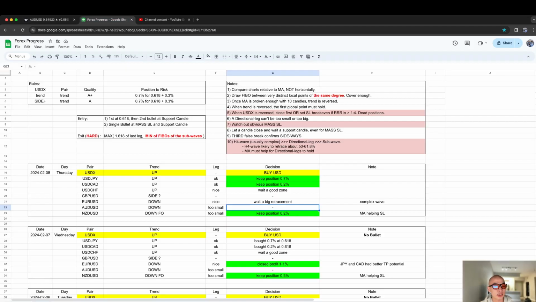So that's what I mean. Trend is down, but the existing down leg size is too small. It could still be part of a retracement or a bigger leg. Meaning the local minimum or maximum for the stop loss can be easily taken out. So the decision is to do nothing.